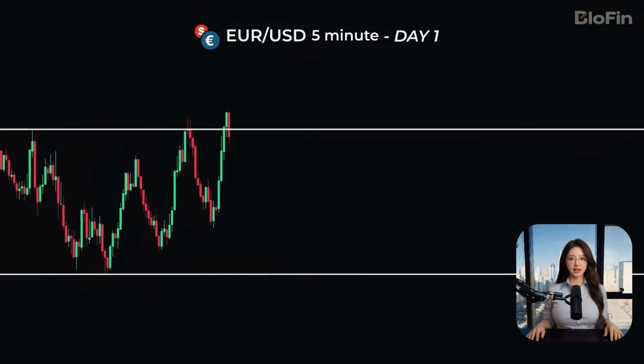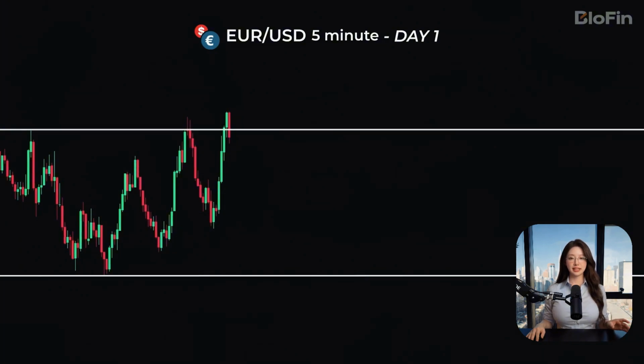Price closed above the range high and then back inside. So that is a short setup. Stop loss placed at the highs. Take profit at 2 times risk. This trade hits the stop loss. So that's a 1R loss.